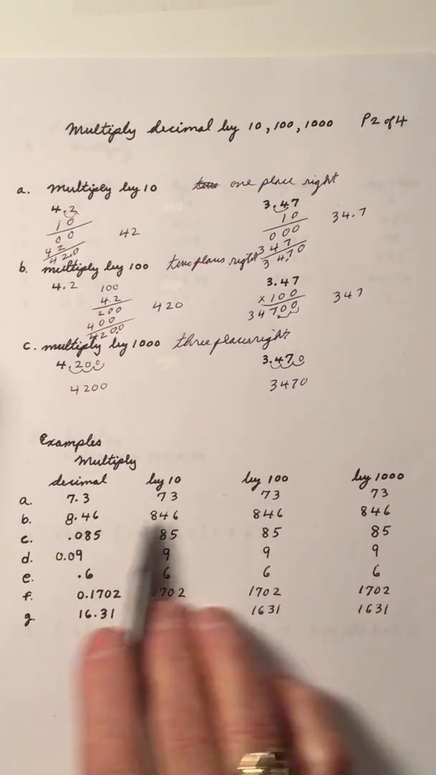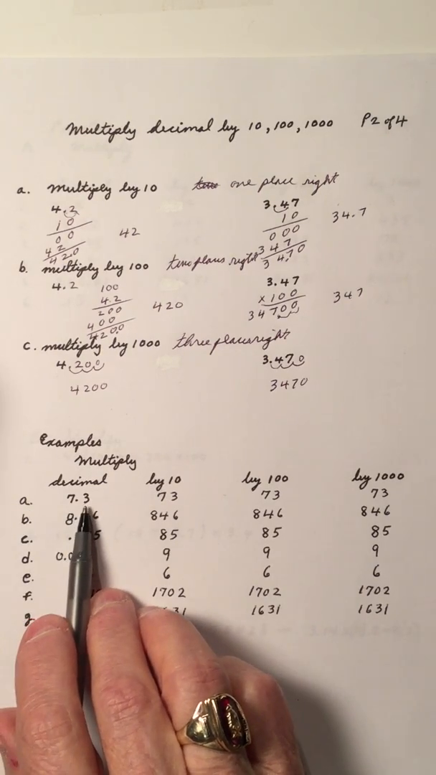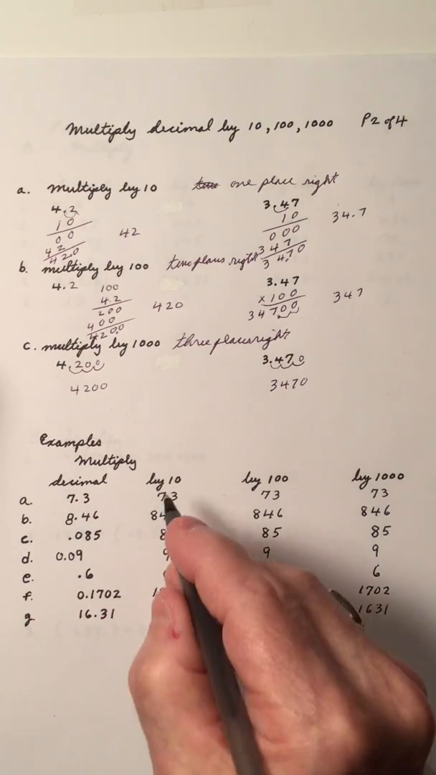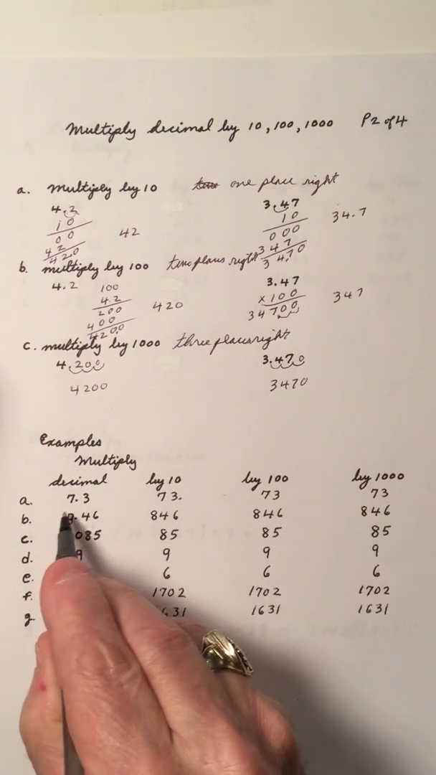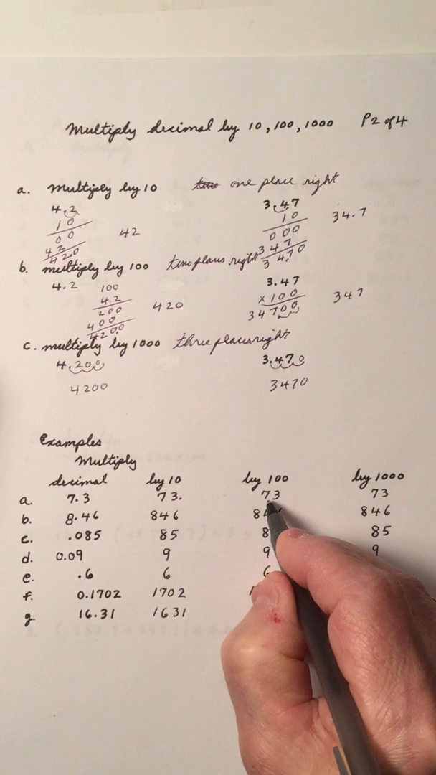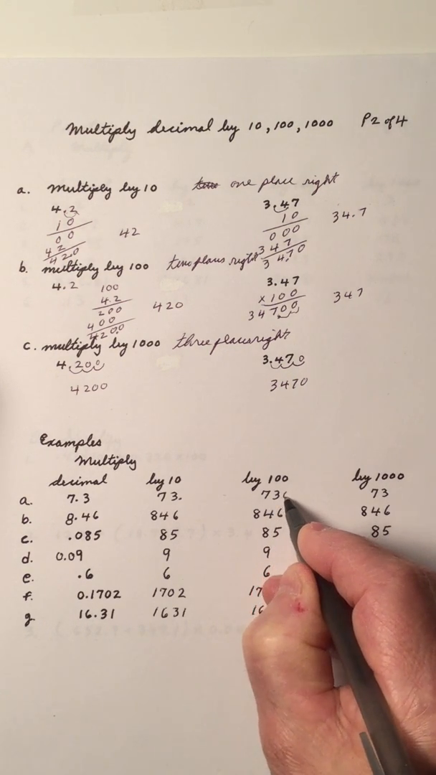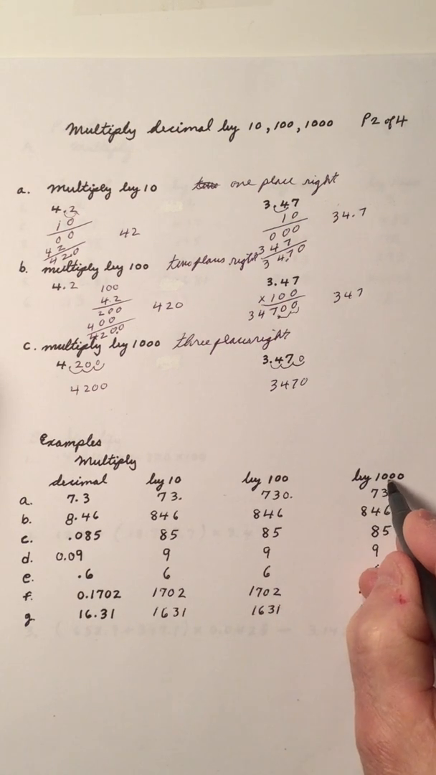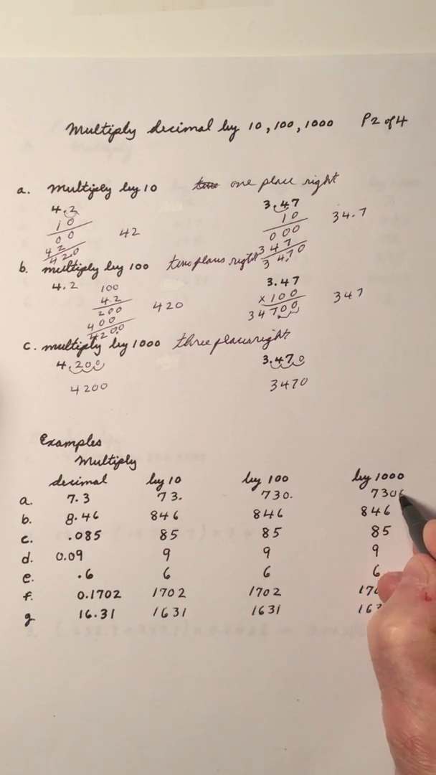So we have some more samples down here to make sure you understand. A, if you have 7.3 and you multiply by 10, it moves one place. So one place is there. Multiply by 100, it moves two places. So it was between the 3 and the 7, so two places is 1, 2. Multiply by 1,000 is three places. So 1, 2, 3.